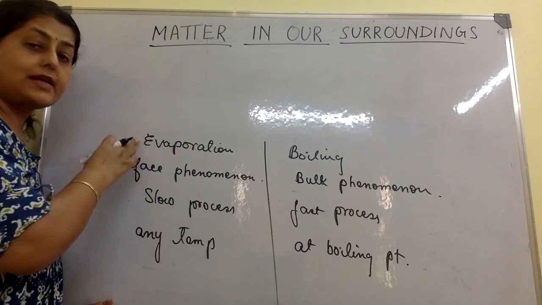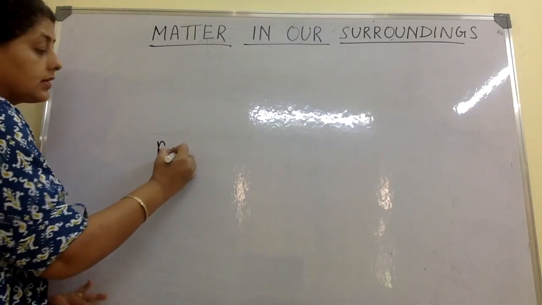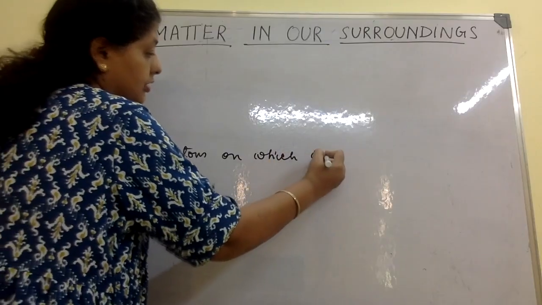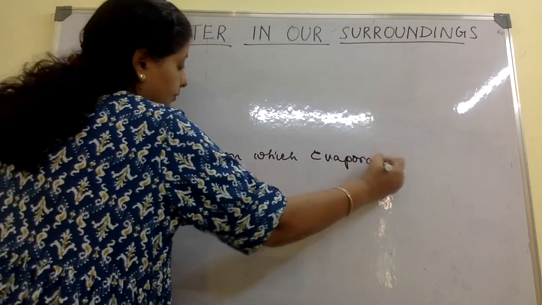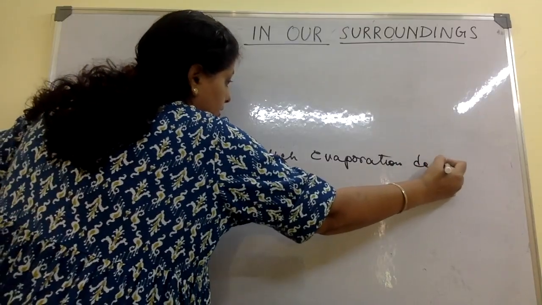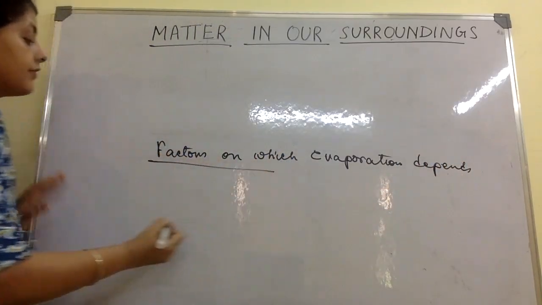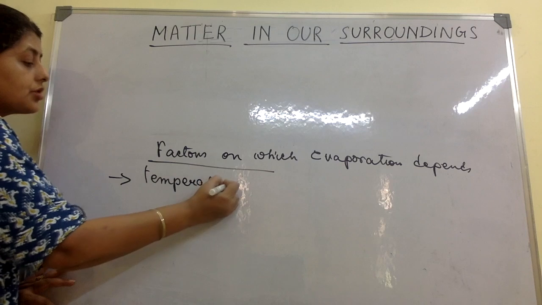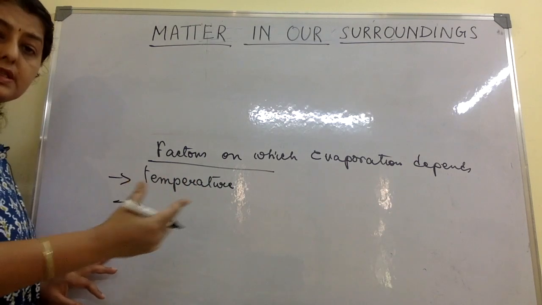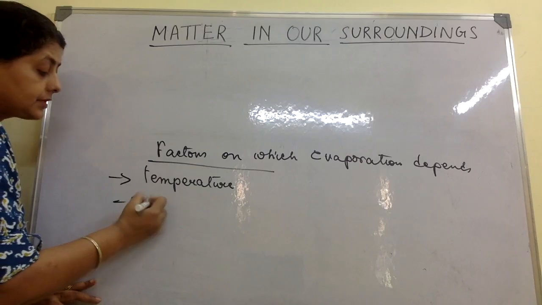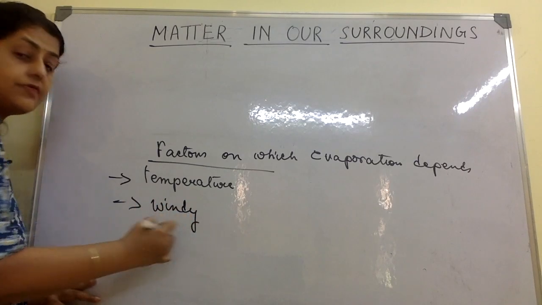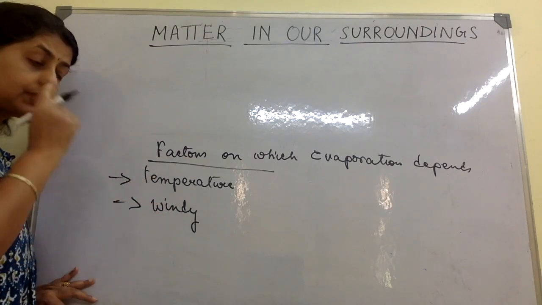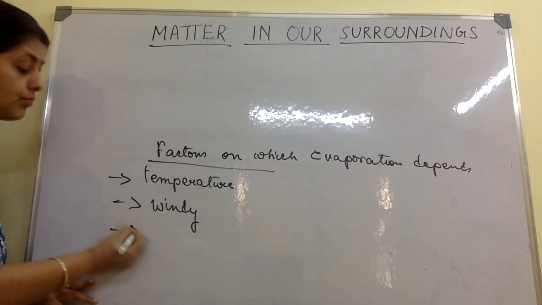Now we will see a few factors on which evaporation depends. The first one is the temperature. If the temperature is high, evaporation is high. On a hot summer day, evaporation is very fast. If the day is windy, even if the temperature is a little low, you will see that the clothes are drying fast. So the more the wind, the more the drying, the more the evaporation.